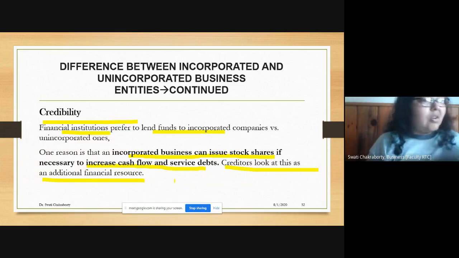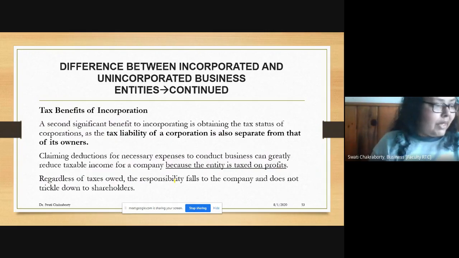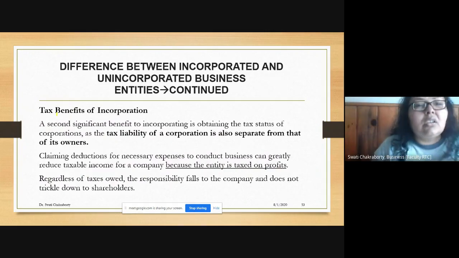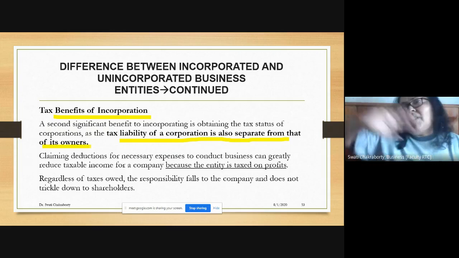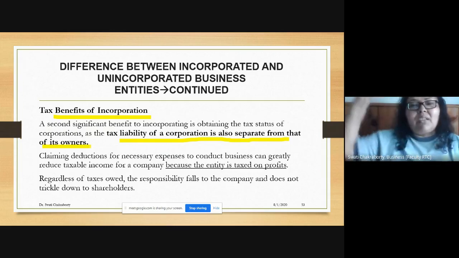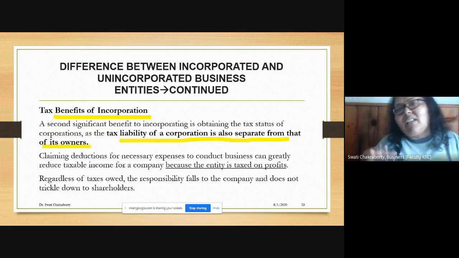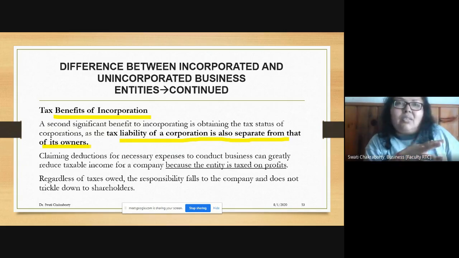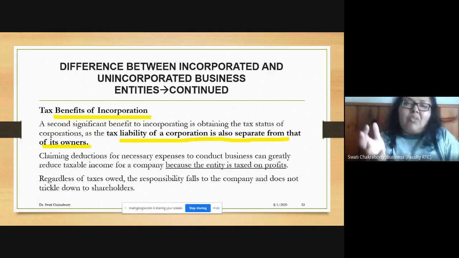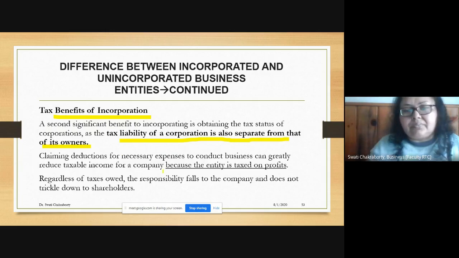Tax benefits of incorporation. The tax liability of the corporation is separate from its owners. Owners pay their own tax, and the business pays its own tax. Whereas in the case of an unincorporated business, the owners have to pay the tax as the business. There's no separate tax on the business. They just pay by themselves on whatever profit they are earning, right?